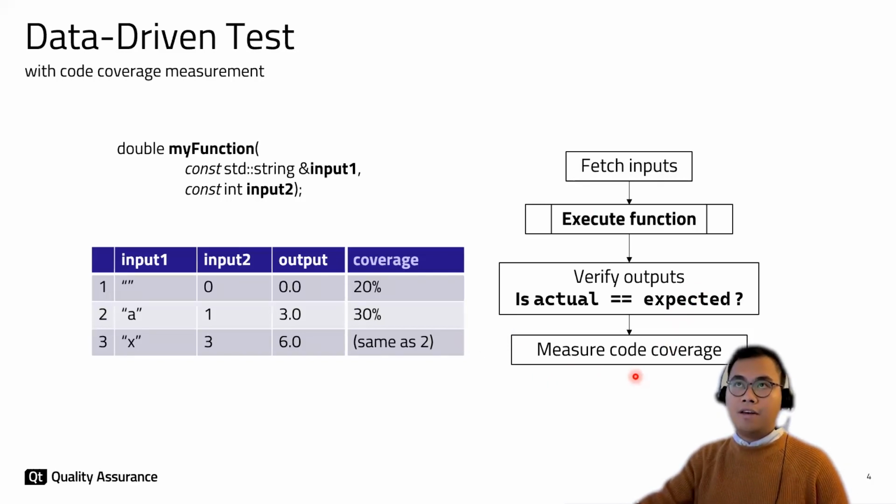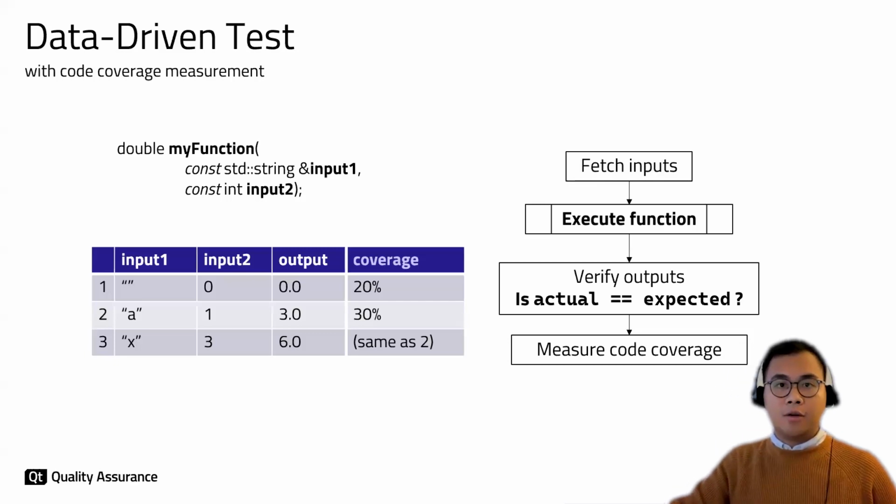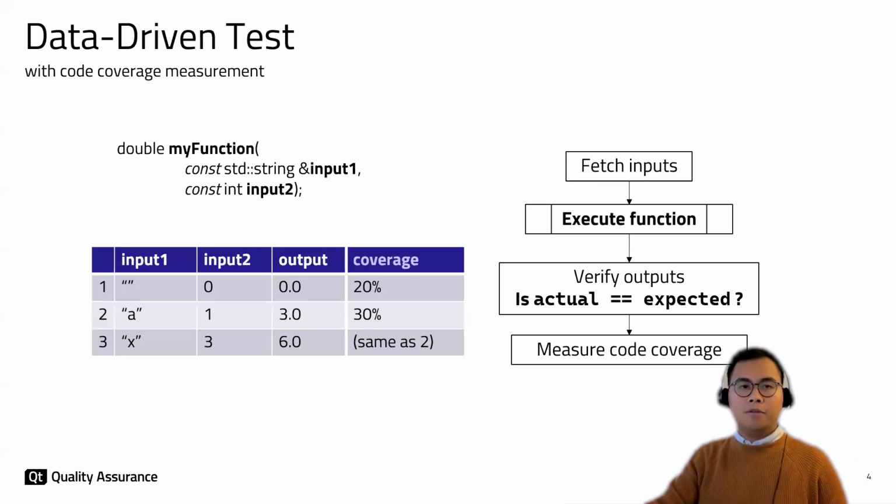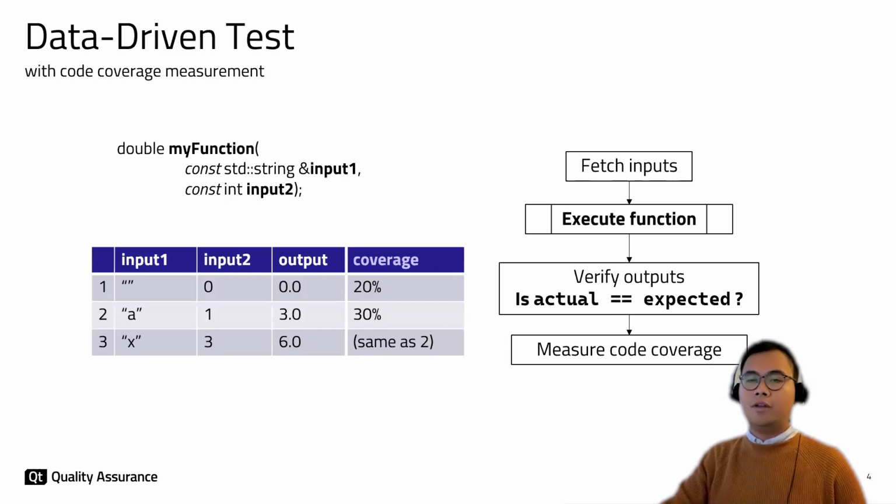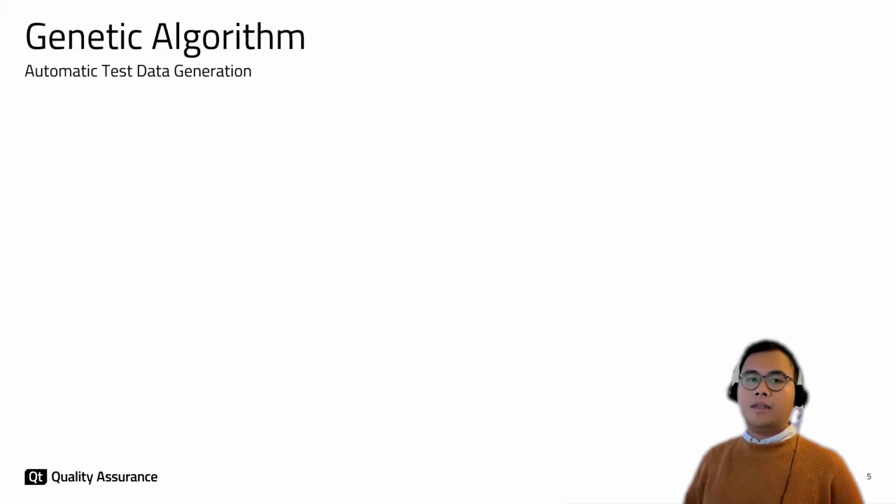Having a data-driven test already enhances the efficiency of the testing process, since the same test script can be reused for multiple sets of data. But we take this idea of data-driven testing one step further and provide a tool that automatically generates test data to maximize code coverage. So let's first look under the hood at how this functionality actually works.